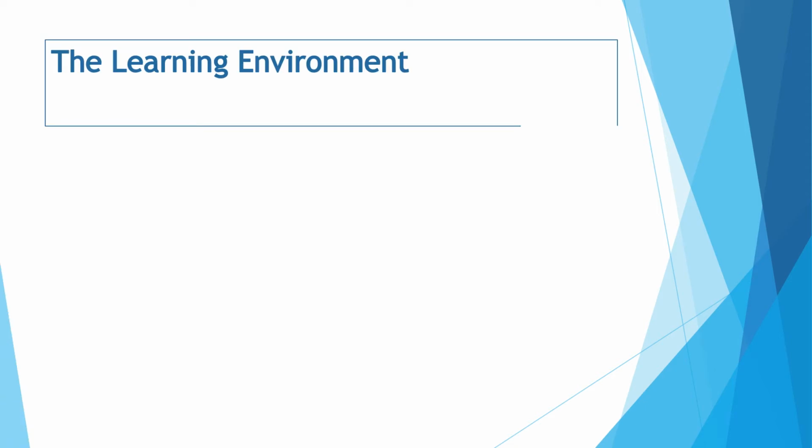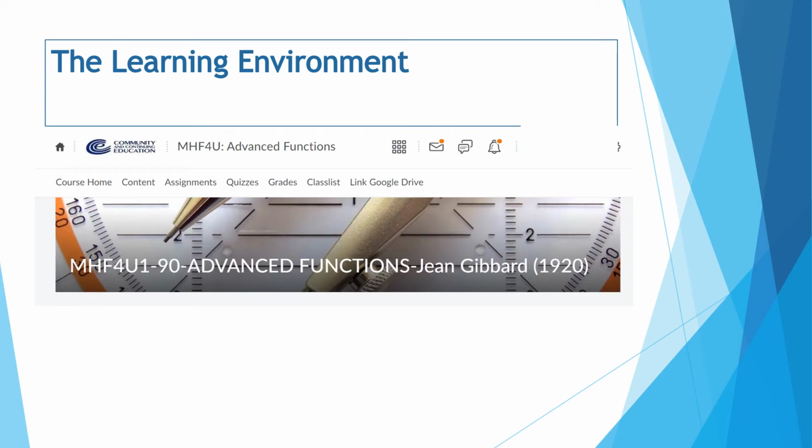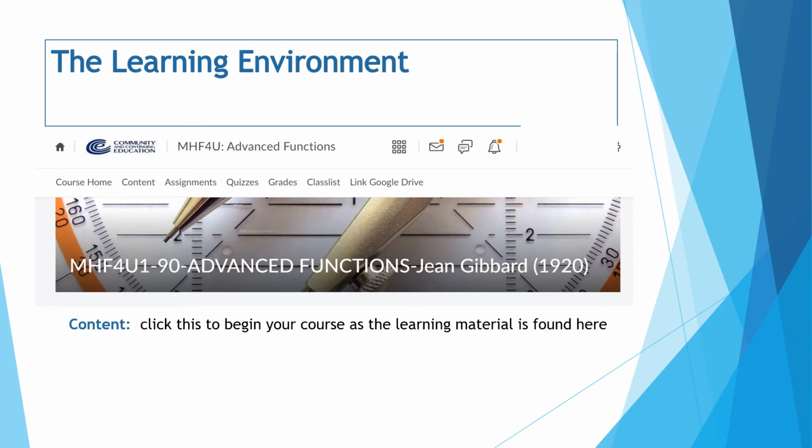Once you click on the course icon, you will come into the window that contains your actual course. The navigation tools across the top are your links to the options that you need to make use of while you're taking your course. The first is content. This is where the learning material is found for your course. Assignments is where you go to submit your work.